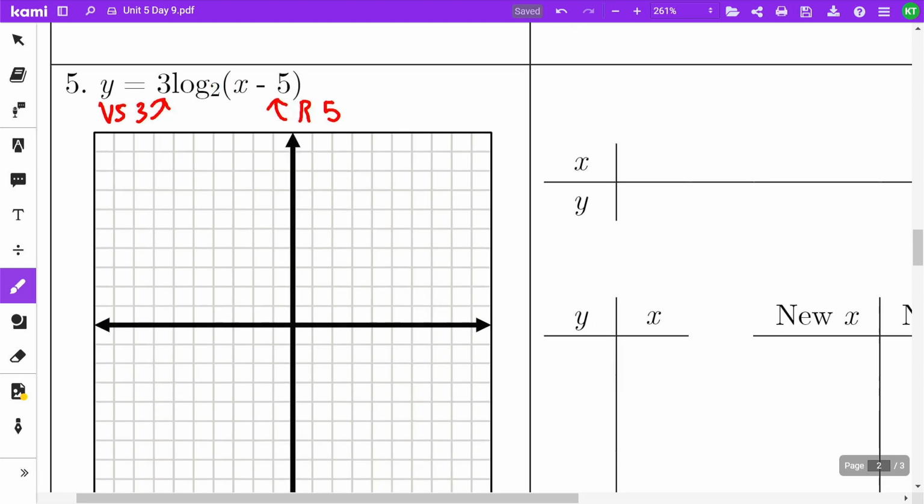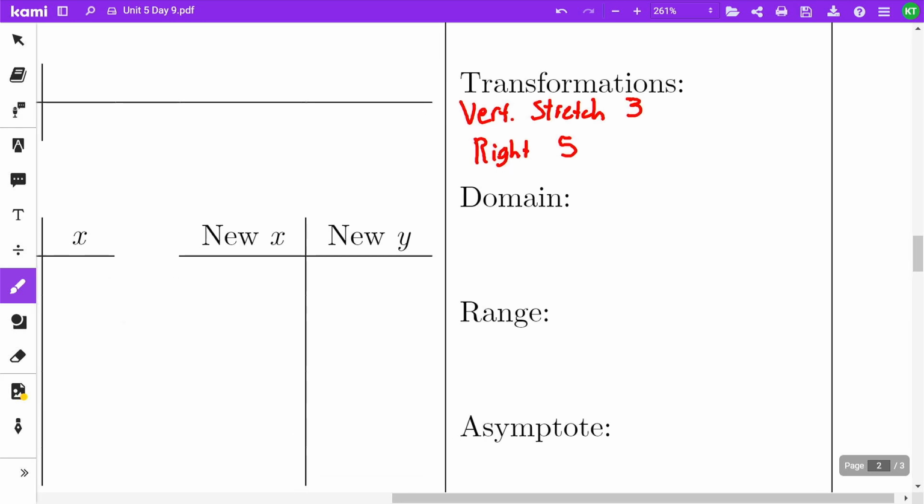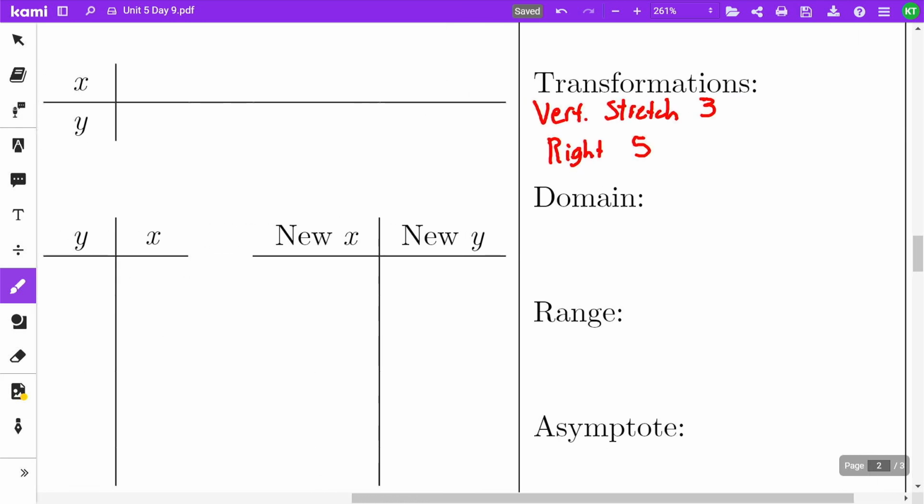So let's go ahead and write those over underneath the transformations. So vertical stretch of 3, and we're going to the right 5. Going to the right 5 will affect our x values, and our vertical stretch of 3 will affect our y values.